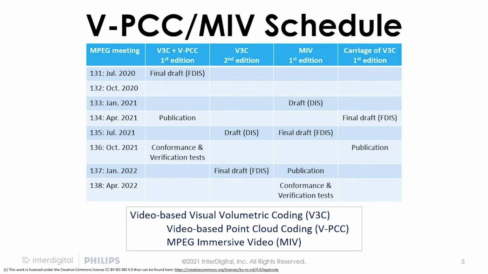Work on the V-PCC and MIV standards was concurrent, with V-PCC starting earlier. V-PCC has been published and conformance and verification tests have been performed. V3C second edition was created to support MIV and is currently at draft international standard stage, with a final draft expected in January. MIV first edition is currently at final draft international standard stage, with publication expected in January, and work on conformance and verification tests is ongoing. The carriage of V3C data first edition has been published, and now Celine will introduce V-PCC.